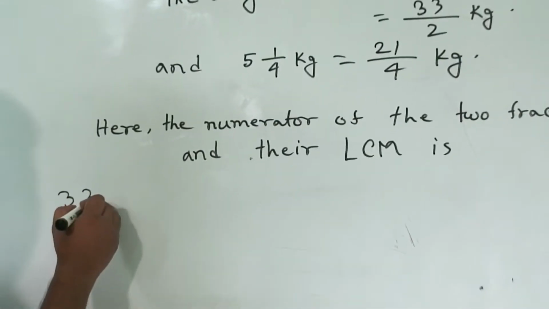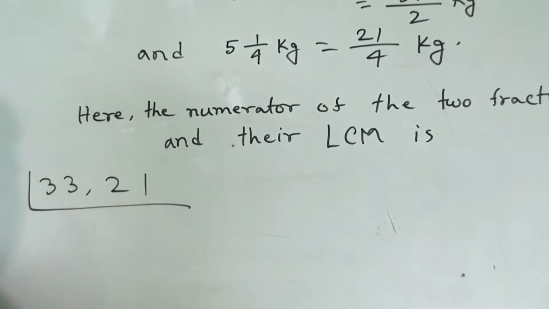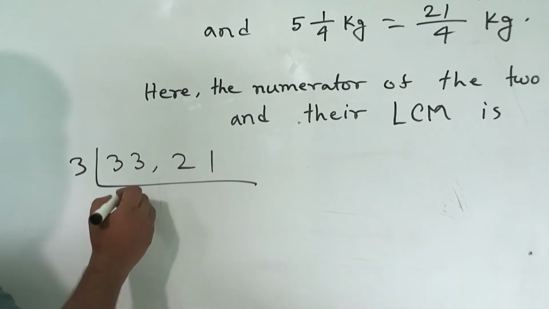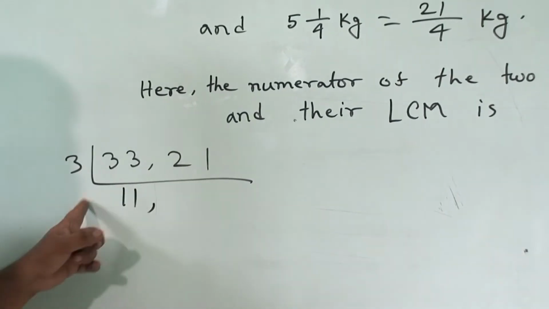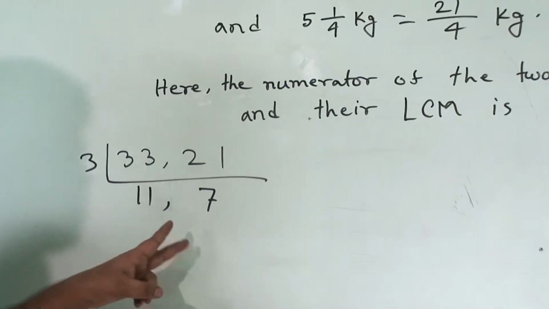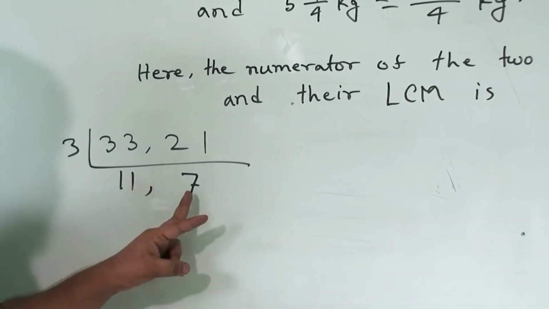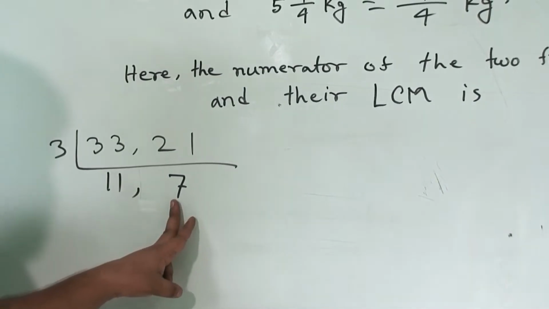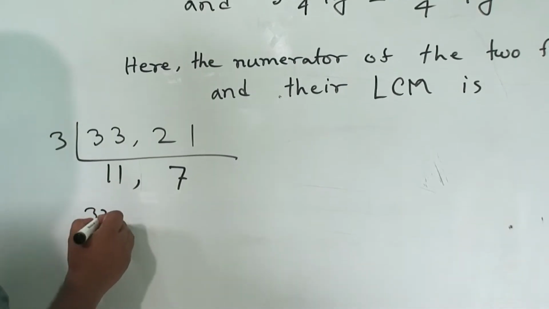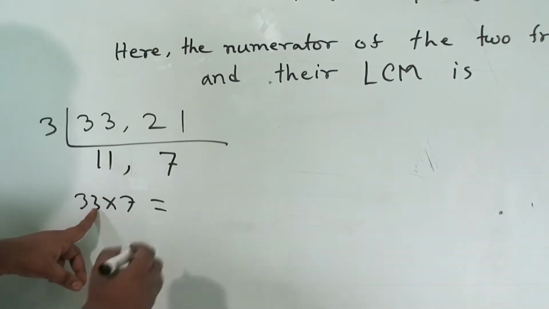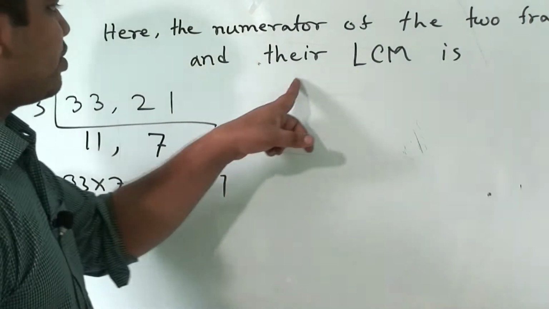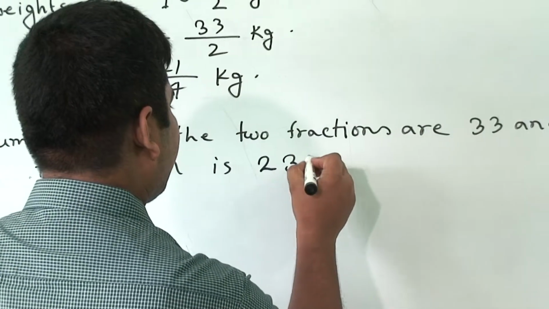Notice 33, 21. Both numbers are divisible by 3. If we divide 33 by 3, then we get 11. If we divide 21 by 3, then we get 7. Now we multiply 3, 11 and 7 because there is no common divisor of 11 and 7, because both are prime numbers. 3 elevens are 33 and 33 multiplied by 7. 7 threes are 21, carrying 2, 7 threes are 21 and 2 is 23. So their LCM is 231.